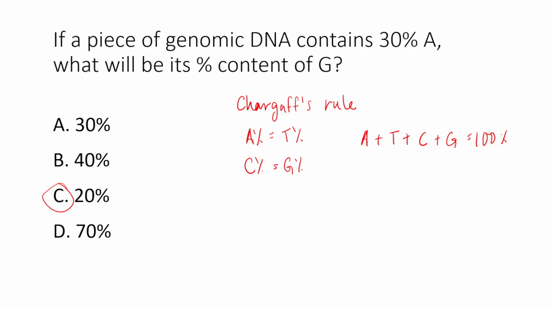And we also know that percentages always add to 100. So if we have 30% A, we know we also must have 30% T, 60% right there. So the other two must add up to 40%, right? Because that makes 100. So we can split 40 in half to figure out how much C and how much G. So half of 40 is 20 and 20. That make sense to everyone? Any questions about Chargaff's rule?